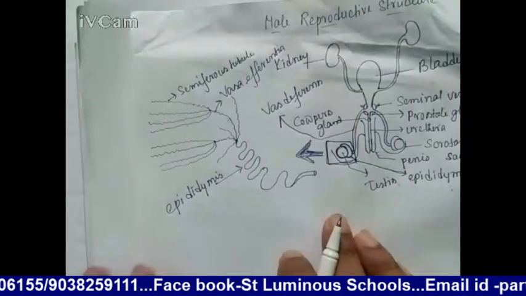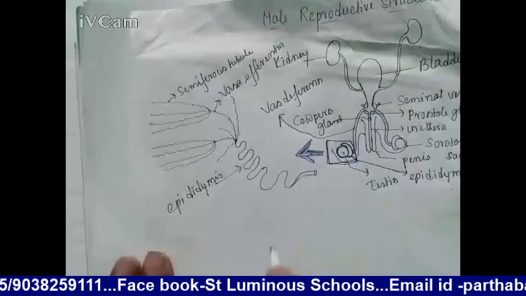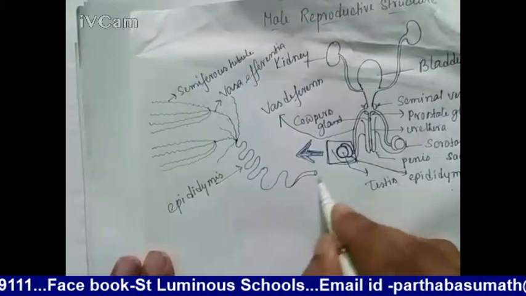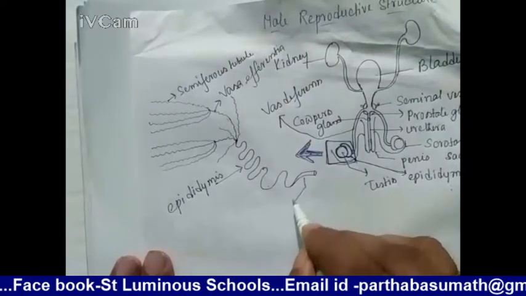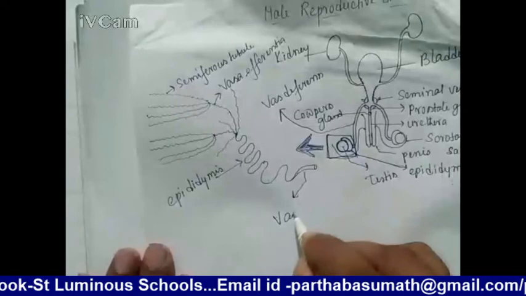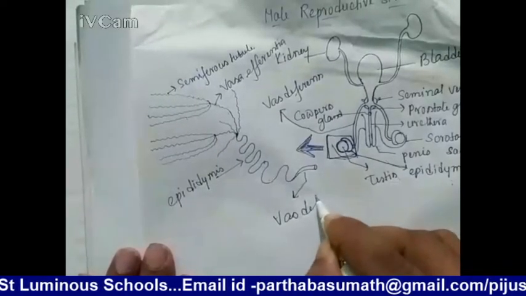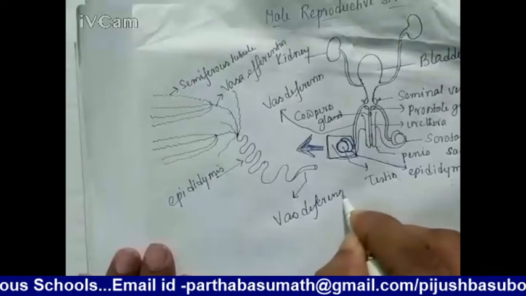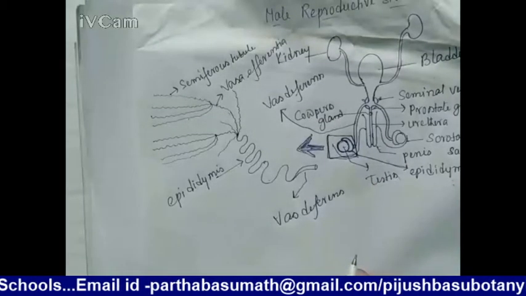Look, this epididymis portion, and after the epididymis portion, the funnel is slightly enlarged. This slightly enlarged portion is called the vas deferens. Here, actually, this is the vas deferens. So this is a detailed part which is located in the testes.